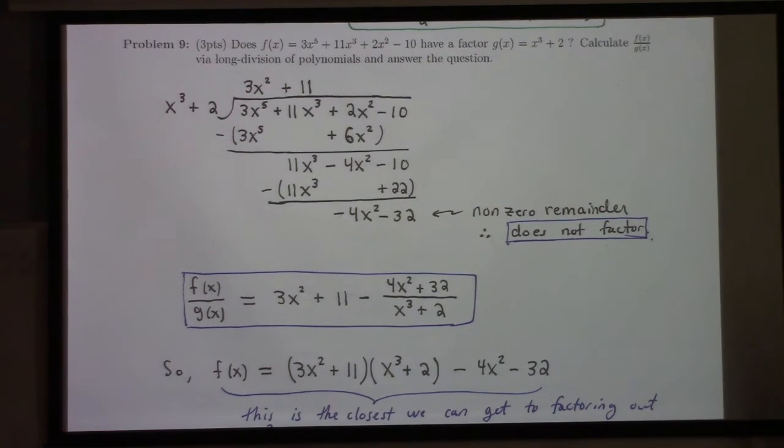So I did the long division. X cubed plus 2 goes into this fifth order, first of all with 3x squared. Multiplying 3x squared by that gives me this, 3x to the fifth plus 6x squared.